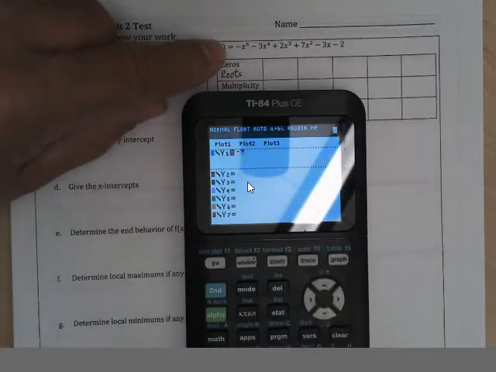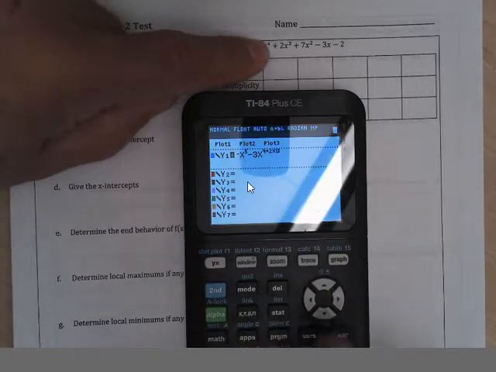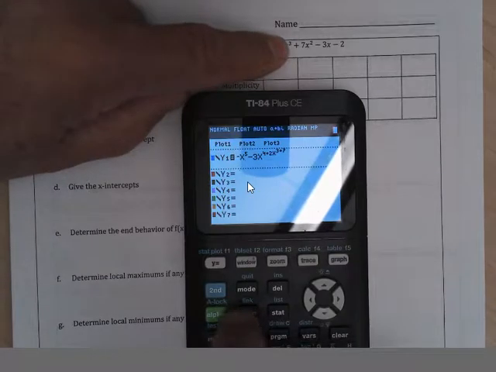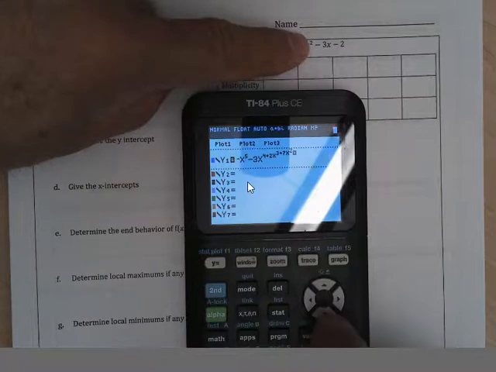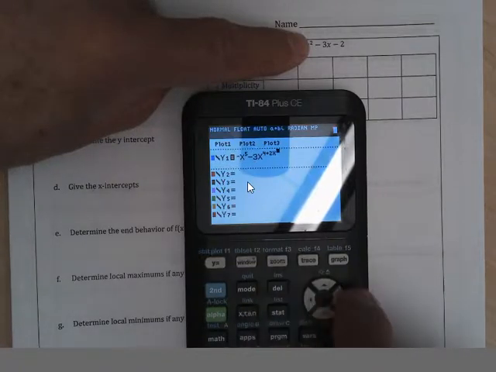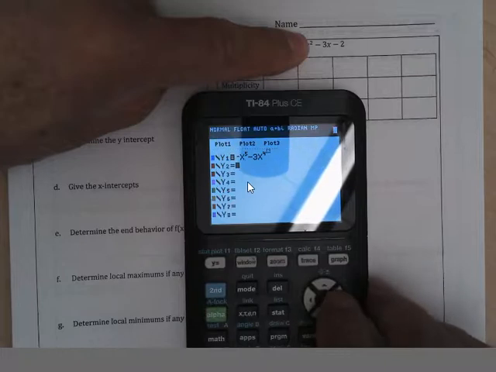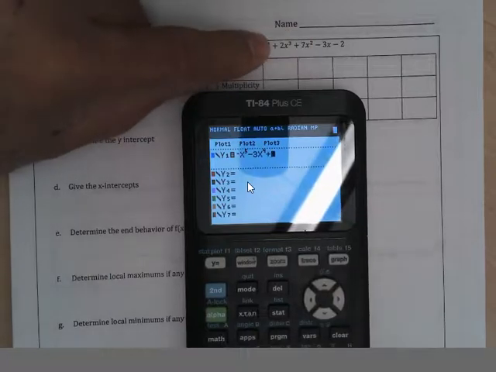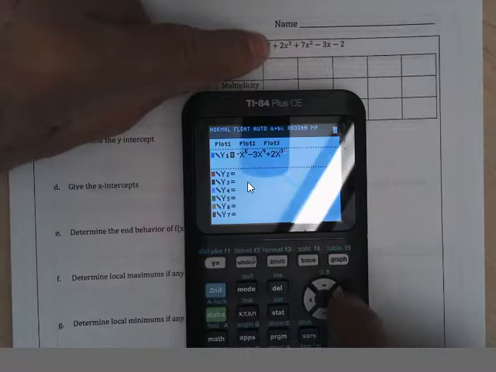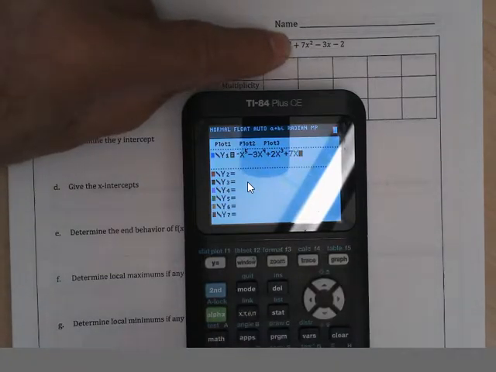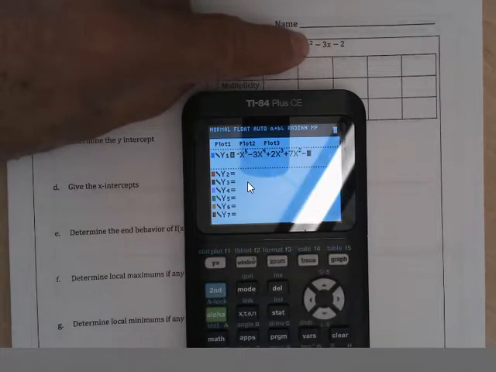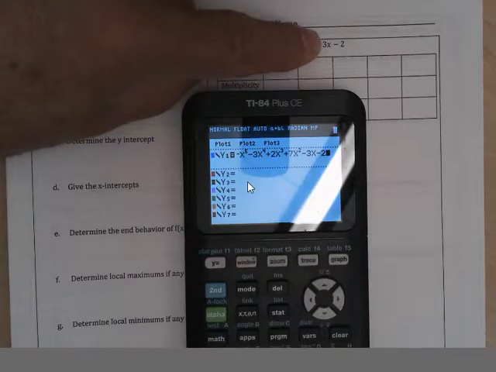It's negative x to the fifth minus 3x to the fourth plus 2x to the third plus 7x squared minus 3x, subtract 2.